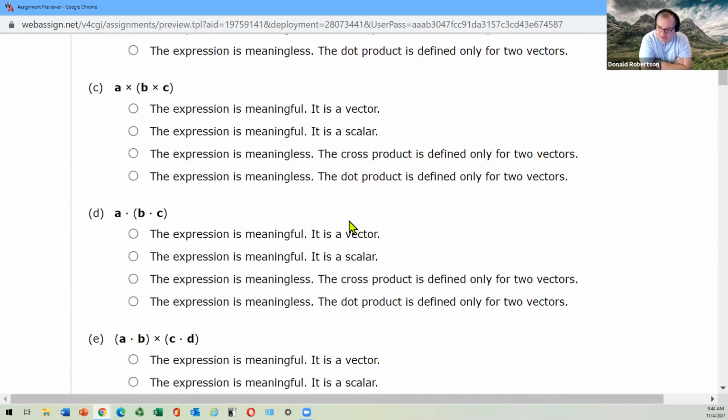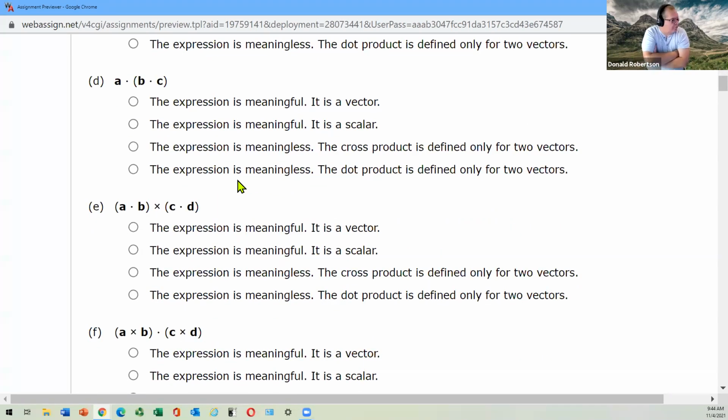Don't jump the gun too quickly here. A cross B cross C. Could you do that? Yeah. It's sometimes called the triple cross product. And it actually has a meaning. It actually gets you something, believe it or not. I have no idea why engineers want to do that, but evidently they do.